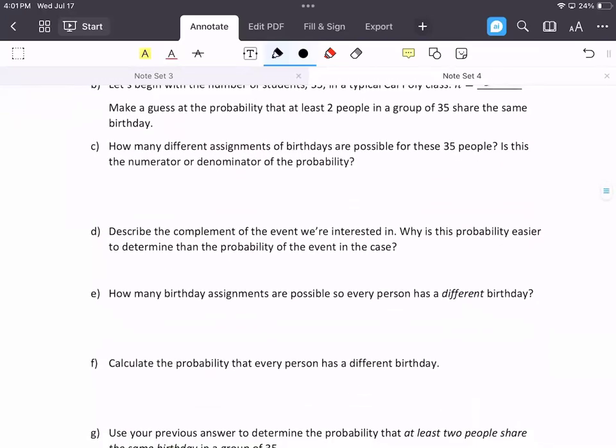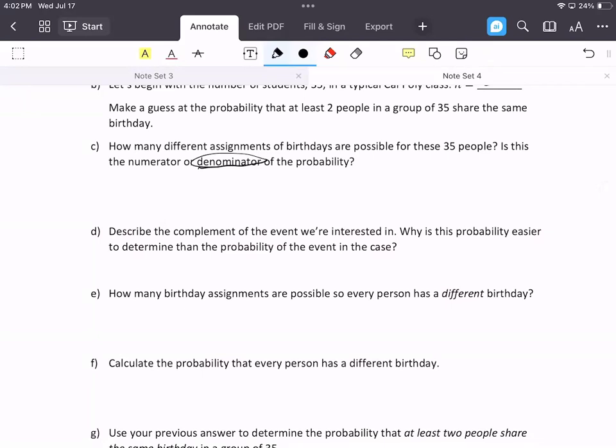How many different assignments of birthdays are possible for 35 people? Is this the numerator or denominator of probability? Well, let's think about it. We want the number of possible assignments, so we want the number of arrangements. And hopefully you think, well, that's the denominator, that's the sample space. Would we want to write this out? Probably not, because we've got 35 people and that could get ugly.